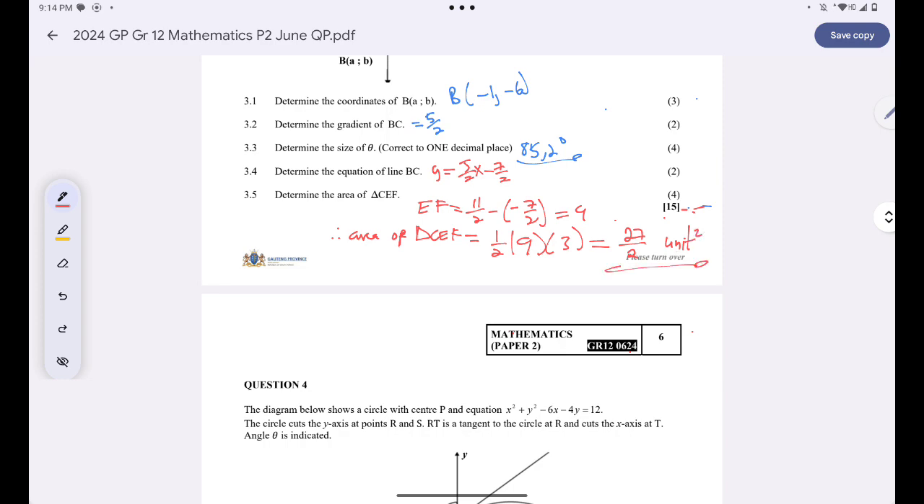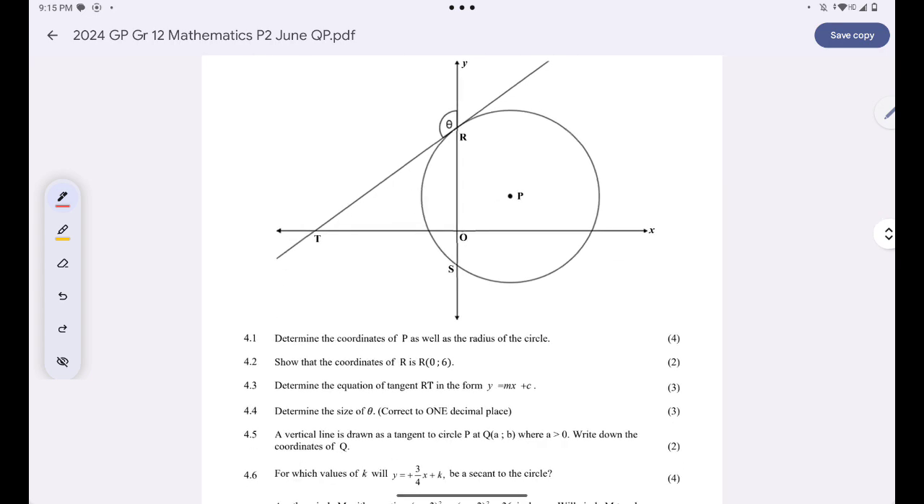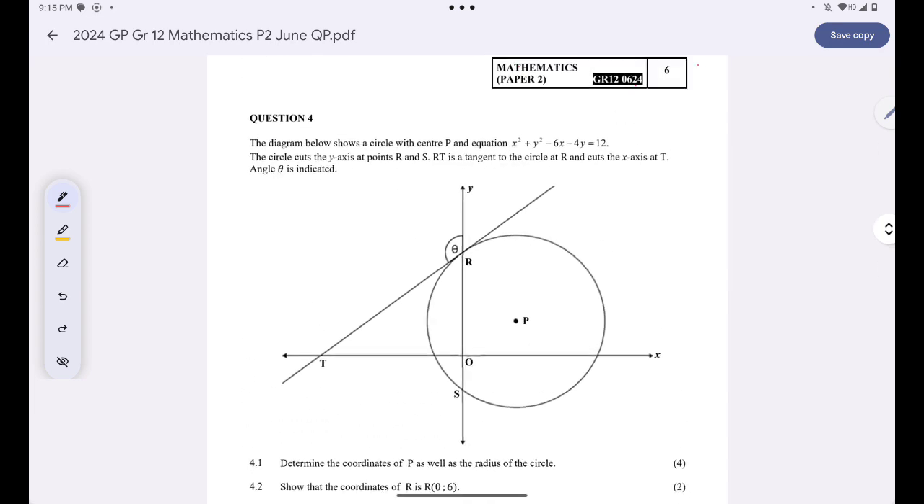That will be the length of my area, right? Okay, then now question 4, I have a circle there now. I'm given the equation of a circle. I'm told that RT is a tangent at R, and it forms an angle of theta. Determine the coordinates of P. P is the center of the circle altogether.